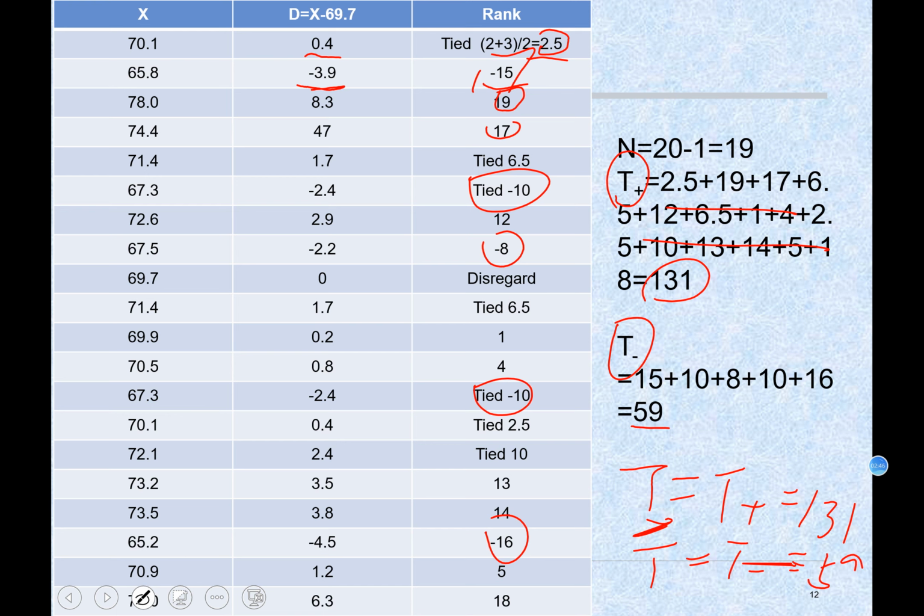So the T should be 49. But please notice that you can only choose one from the two as a test statistic. And finally, you can get the same conclusion. So either one is okay.